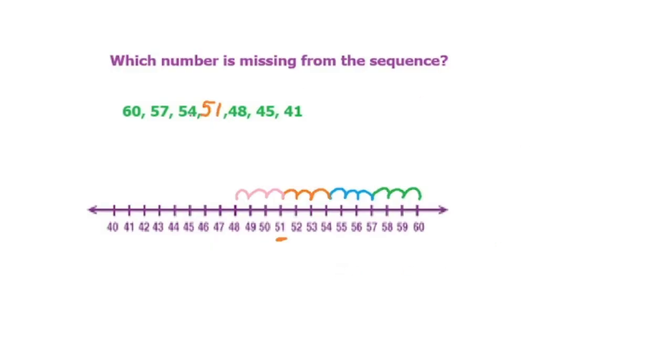You can count backwards. 60, then 59, 58, 57. That's 3, right? Then from here we go 56, 55, 54. That's 3, right? From here we go 53, 52, 51. That's 3. And you just keep going. And that's how you figure it out if you don't have a number line. And that's the answer.